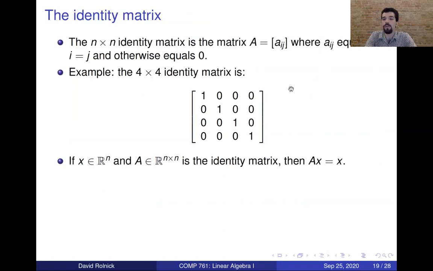For example, the 4x4 identity matrix is equal to this. And the key point of identity matrices is that if you multiply a vector by an identity matrix, then you get the vector back.